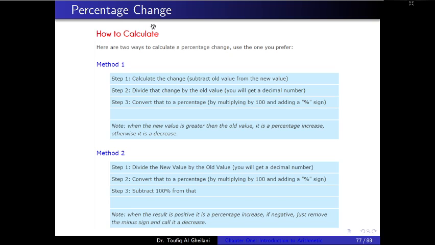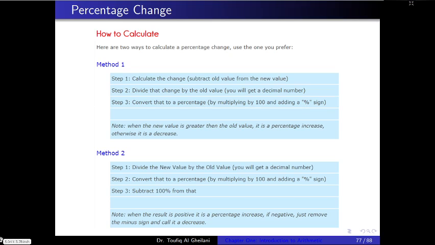Now, percentage change. How to calculate percentage change? Here are two ways to calculate a percentage change. Use the one you prefer. Method 1: calculate the change, subtract the old value from the new value, then divide the change by the old value. You will get a decimal number. Then convert that to a percentage by multiplying by 100 and adding the percent sign.